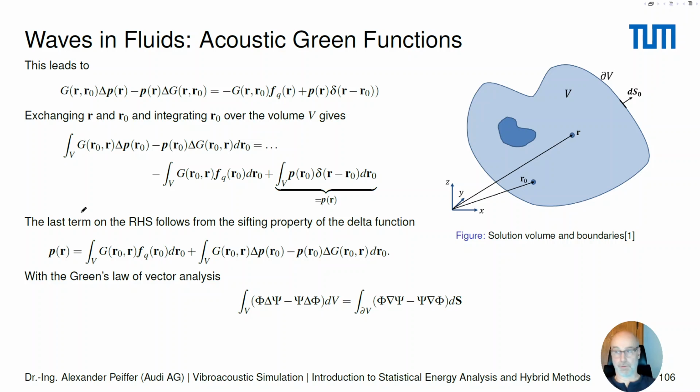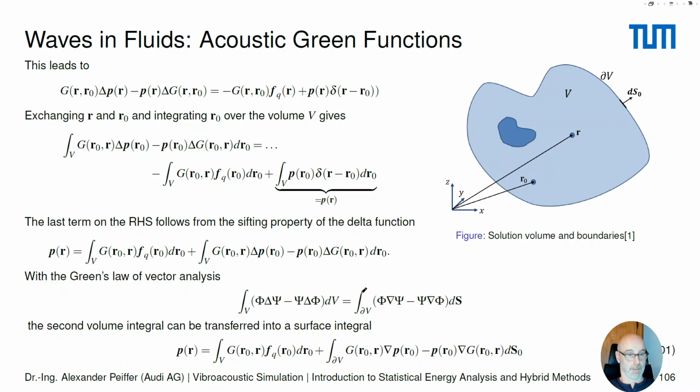Here we make use of the Green's law of vector analysis, which helps us to replace a volume integral by a surface integral. So we get rid of the Laplace operators here, we get rid of the volume integration, and we are replacing the same thing by a surface integration, which, by the way, should normally be much easier, and we're getting a gradient operator instead of the Laplace, so the double gradient, which is on the left-hand side.